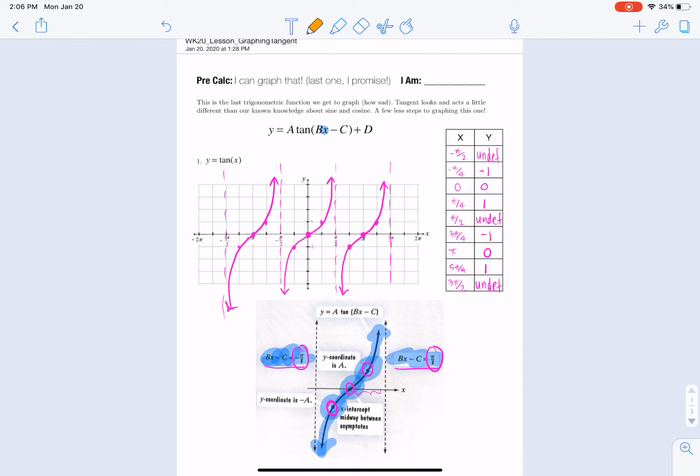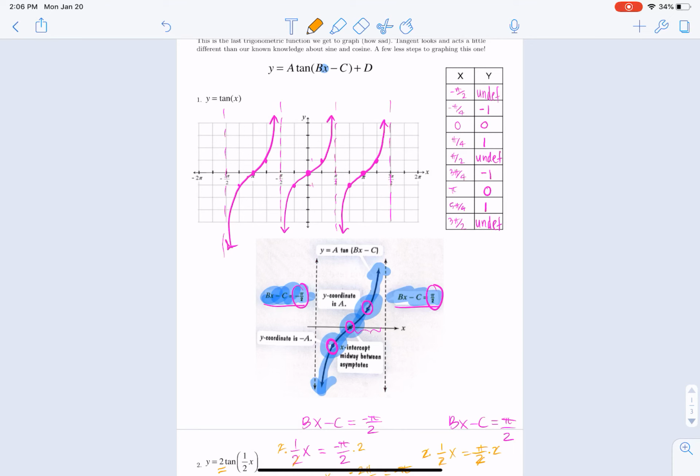So you do have some other tangent practice, not on this problem set necessarily, but for homework. So I encourage you to make a table, and certainly please show your work in finding where the asymptotes are located. Good luck, guys.